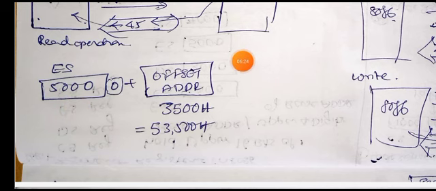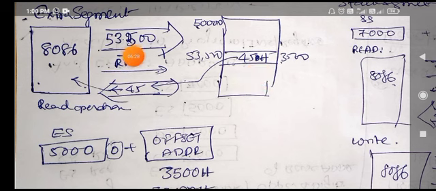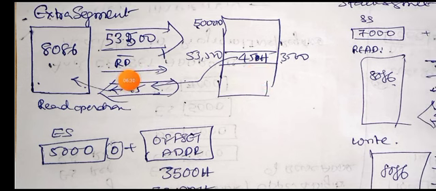So DI has 3500, plus 50,000, gives 53,500. To access the data, the microprocessor will send 53,500 and a read signal. From this physical address 53,500, 45 is transferred over the data bus to the microprocessor. So this is a read operation in the extra segment.